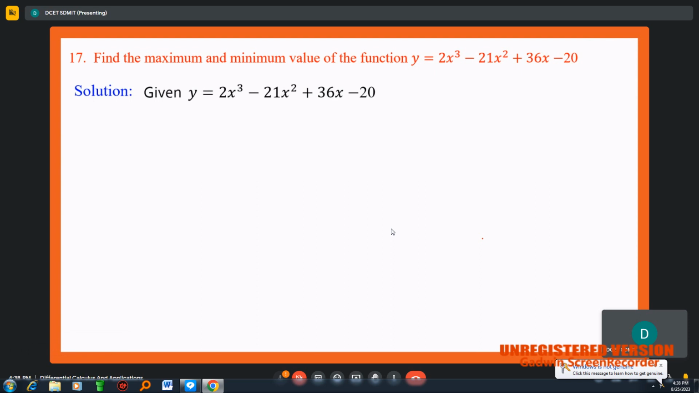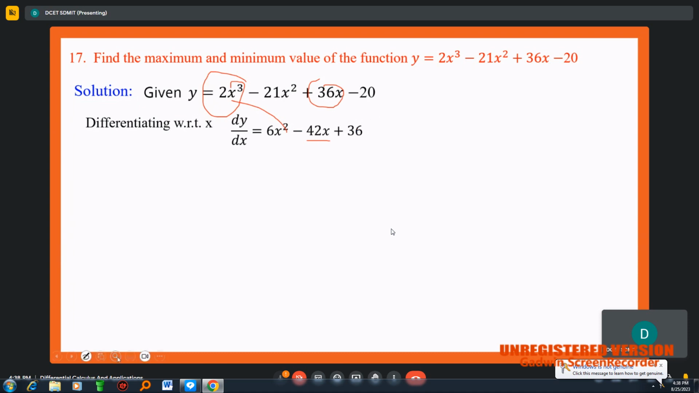Given the function y is equal to 2x cube minus 21x square plus 36x minus 20. First, we have to differentiate this with respect to x. That is, dy by dx is equal to how much are we getting? 6x square minus 42x plus 36. Actually, the differentiation of 2x cube is 6x square, minus 21 into differentiation of x square is 2x. 21 into 2 is 42x. Differentiation of 36x is 36.